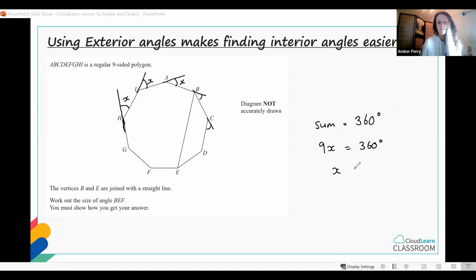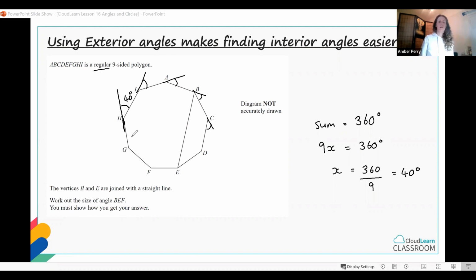So one individual angle, remember a regular polygon means the angles are all the same size. So one individual angle is going to be 360 degrees divided by 9, which is 40 degrees. Okay, so that tells us that each individual exterior angle is equal to 40 degrees.